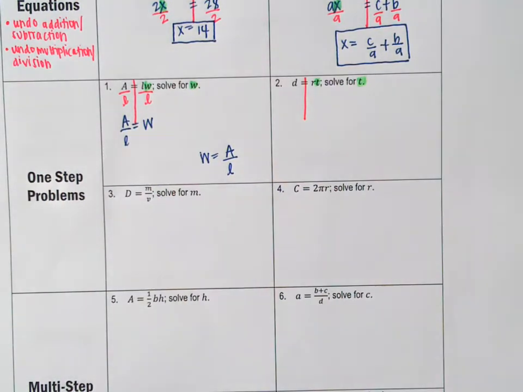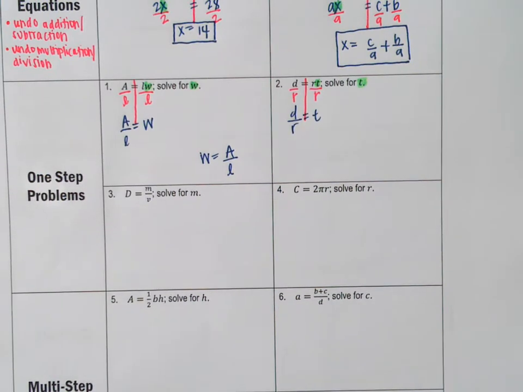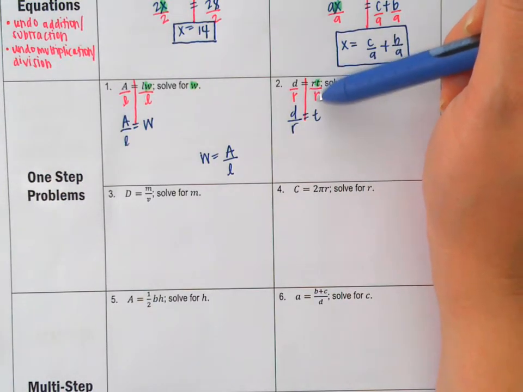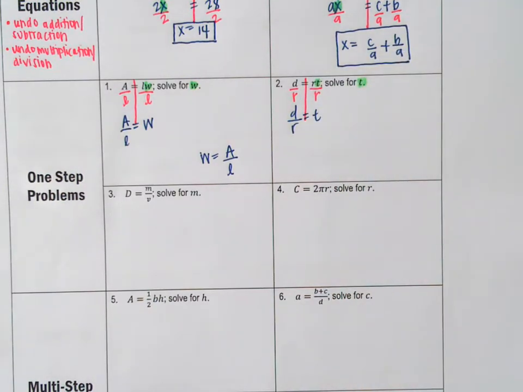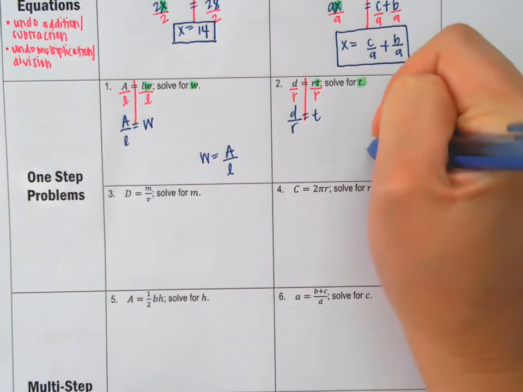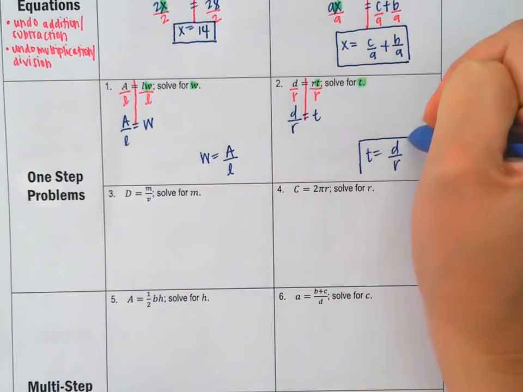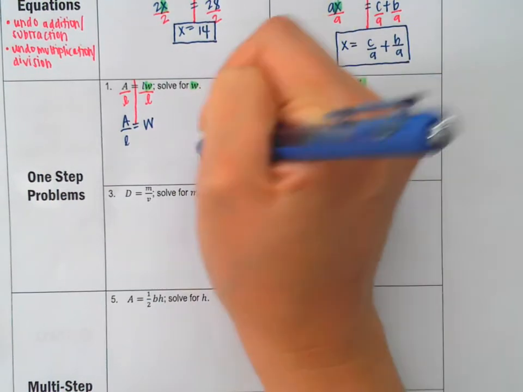The first thing I did is just identify what variable I'm trying to solve for, and then I'm going to solve for that variable. So this one was really similar to number 1. We had to get t by itself. The only thing that was happening was r was being multiplied. So to undo that multiplication, I divided both sides by r. And my final answer is t equals distance over rate, or d over r. And that is my final answer.